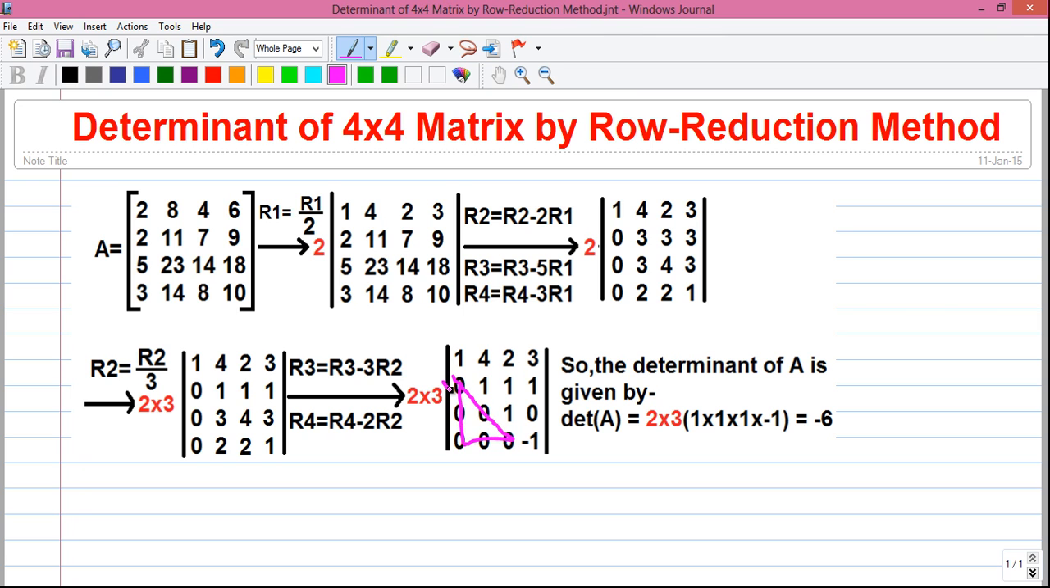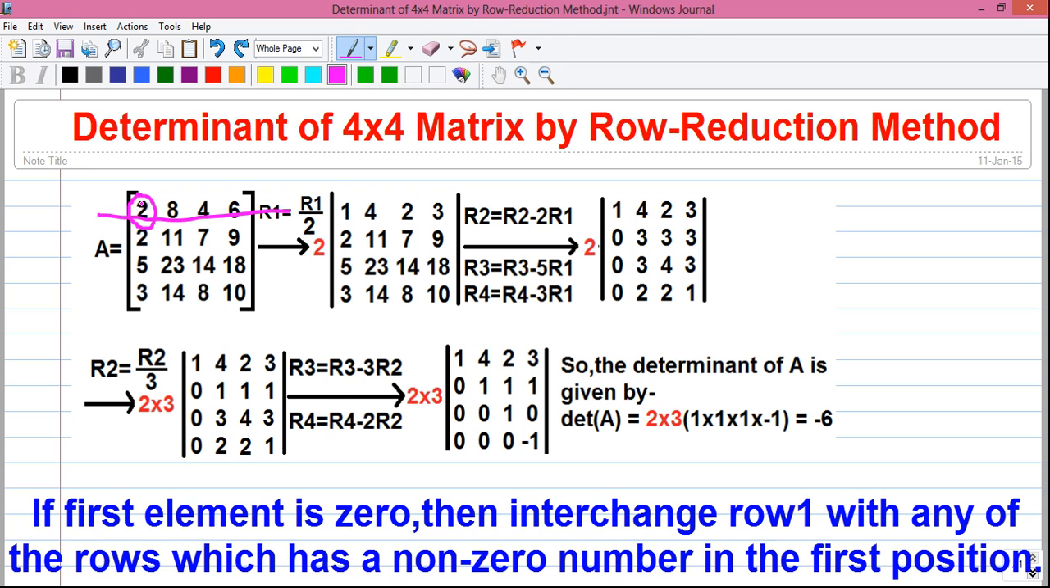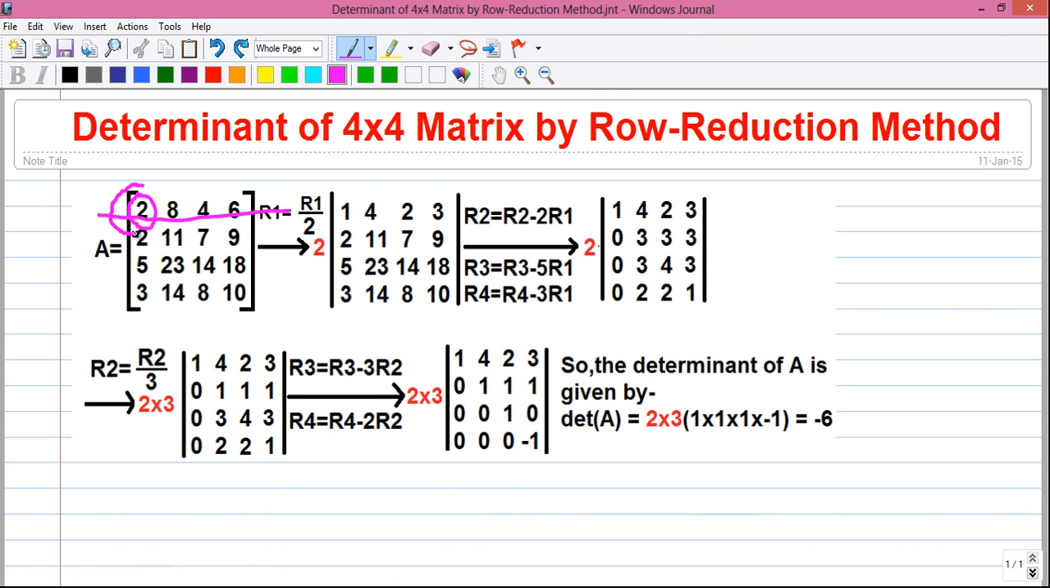So by the row reduction method, we get all the numbers 0 below the diagonal. So we have to get zeros at this position, at this position, at this position, at this position, at this position, and at this position. So step number 1, first you have to check whether this number is 0 or not. If this element is 0, then you have to interchange row 1 with any of row 2, row 3 and row 4, so that we get a non-zero number at this location. The number may be positive or negative, but not equal to 0.